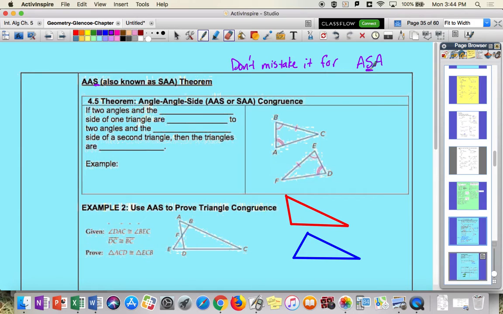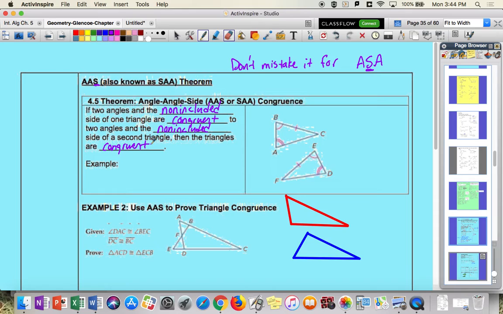Notice that where that side is stated in here is no longer included like it was on the first page. On the first page, angle, side, angle, that side had to be between the 2 angles. Here, the side is not going to be between the 2 angles. And so when we say that is true, we use the term non-included. So let's write that into our notes. If 2 angles and the non-included side of one triangle are congruent to 2 angles and the non-included side of a second triangle, then the triangles are congruent to each other.